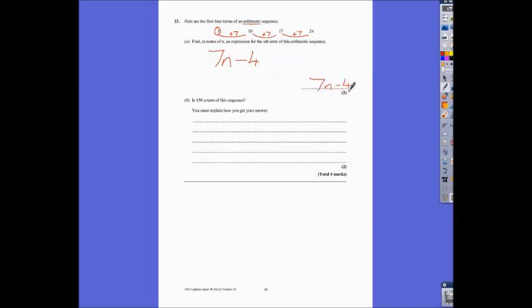Part B. Is 150 a term in this sequence? Well, if it is, then when we put 150 into this equation, we will get a whole number answer for n, because that will tell us which term it actually is in the sequence. So we just need to solve this equation. If we add 4 to both sides, we get 7n equals 154. And then divide by 7, we get n equals 22. So yes, it is the 22nd term in the sequence.